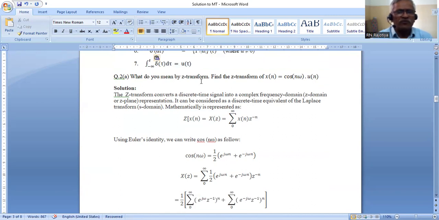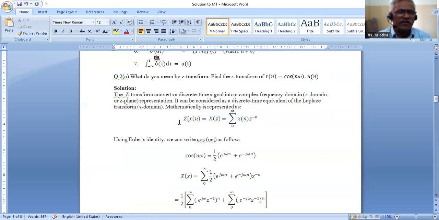Question number 2. What do you mean by Z transform? Find the Z transform of x(n) = cos(nω) · u(n). We know what the Z transform is. The Z transform converts a discrete time signal into a complex frequency domain, that is, the z domain or the z plane representation. It can be considered as the discrete time equivalent of the Laplace transform.